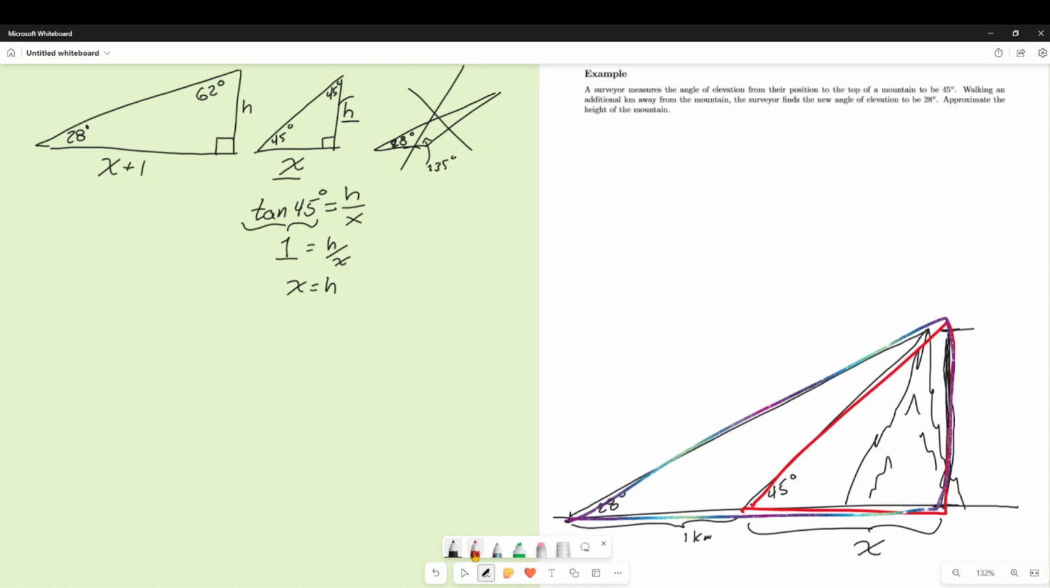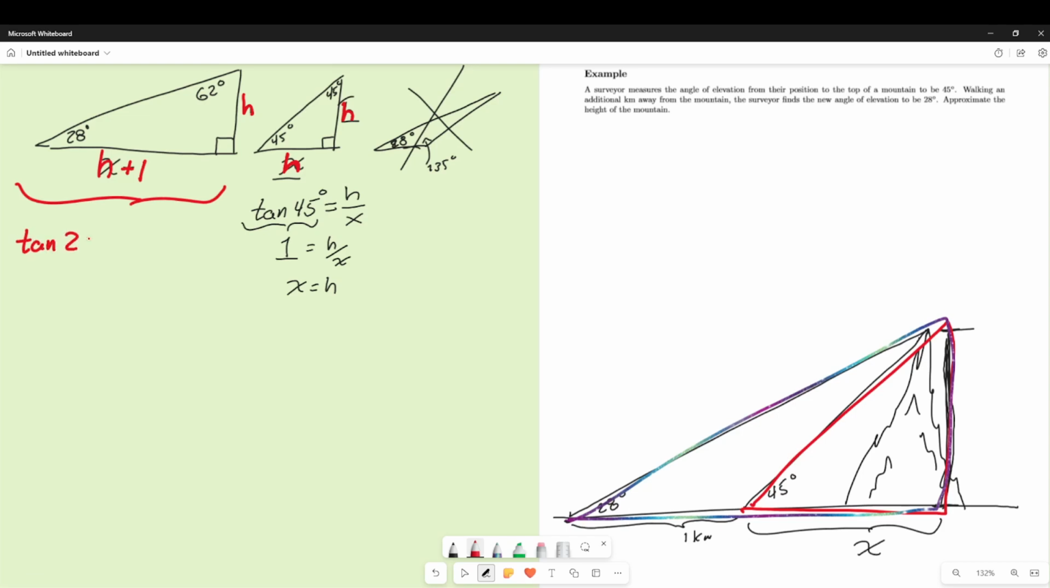Well, that's lucky, because that means this is h, that's h, that's h, and that's h plus 1, since all our x's are now h's. Okay, let's go over to this triangle now that we know that. Again, we've got arguments about opposites and adjacents, so I'm going to stick with tangent.